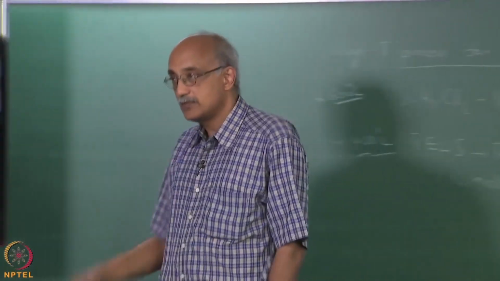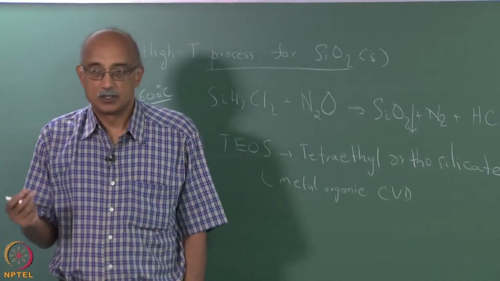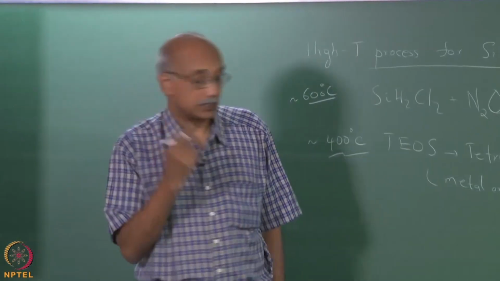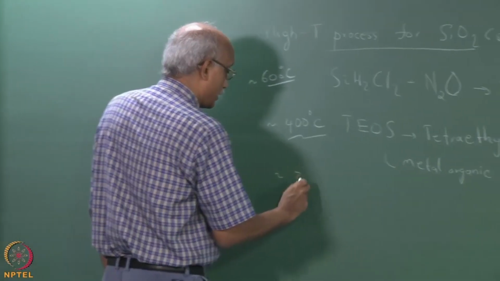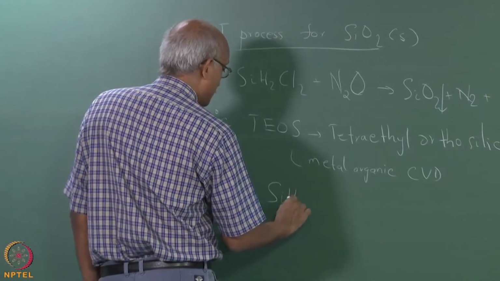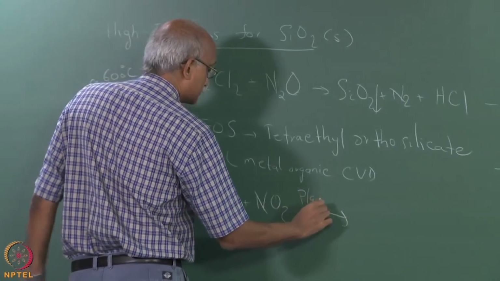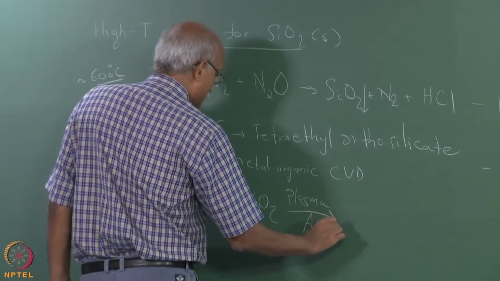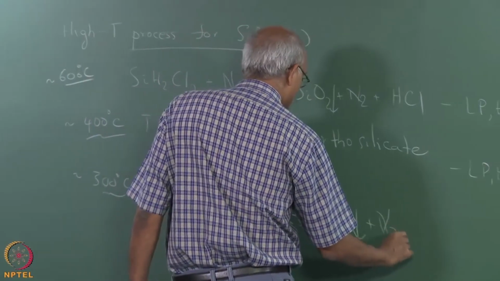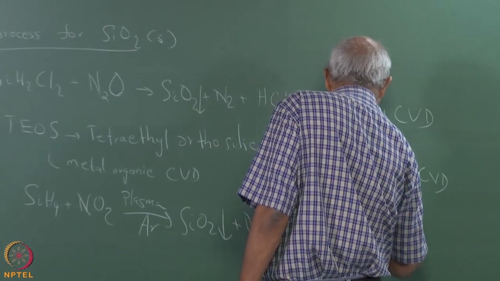If you want to run the process at even lower temperature, for example, if you are trying to put this down on say aluminum, which is a metal that is very reactive and will oxidize even at temperatures of the order of 400 degrees centigrade, then around 300 degrees centigrade you can use SiH4 plus N2O plus NO2 and run this over a plasma, argon plasma, to get SiO2 as the deposit plus N2 plus H2O. So, this is what we would call plasma enhanced CVD.